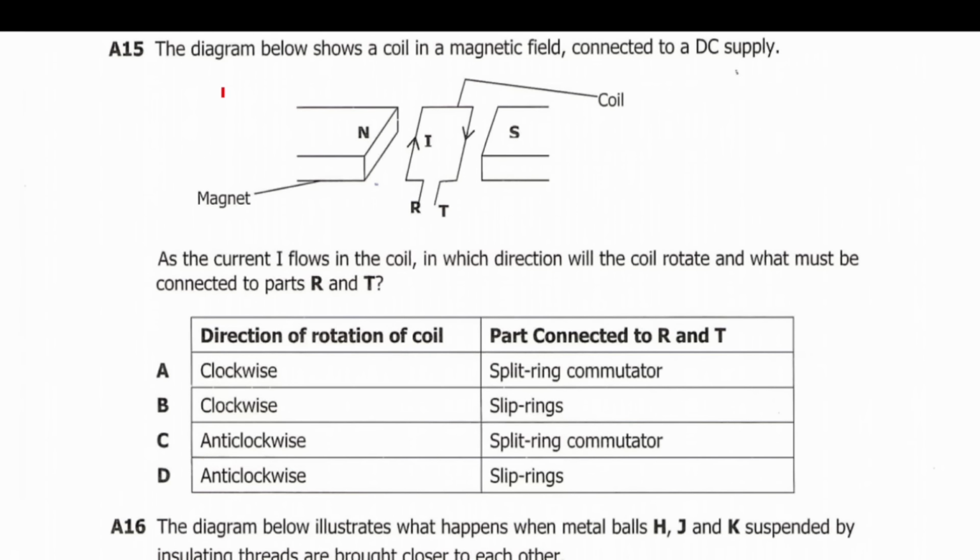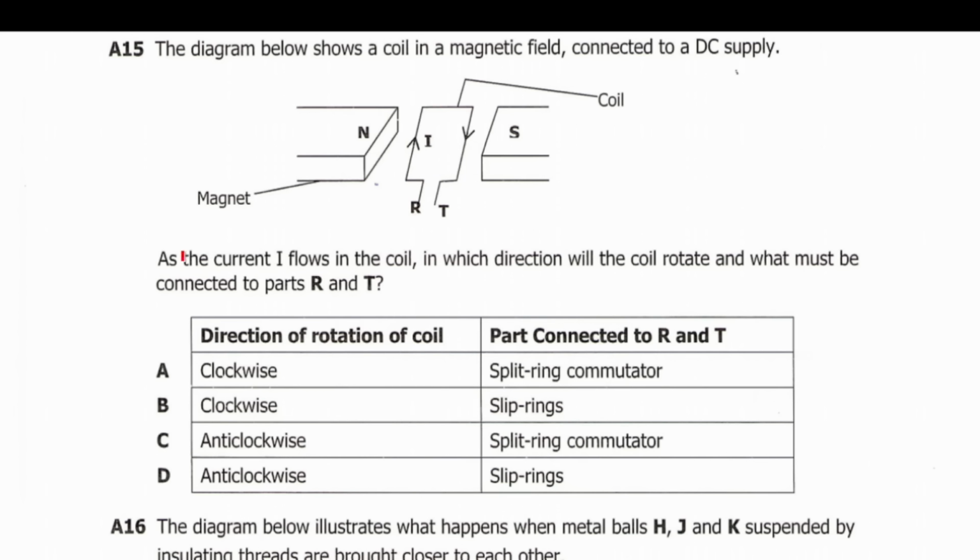15 reads, the diagram below shows a coil in a magnetic field connected to a DC supply. So we have this coil here in a magnetic field because we have a magnet with north pole here and another magnet with south pole here. And this coil here is connected to a source of DC supply.